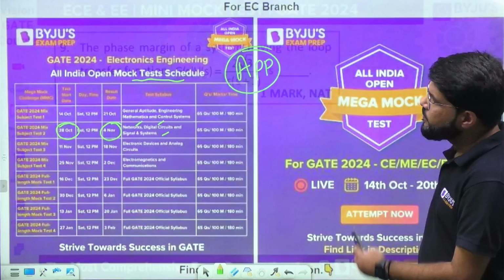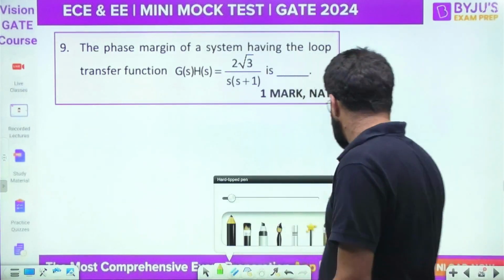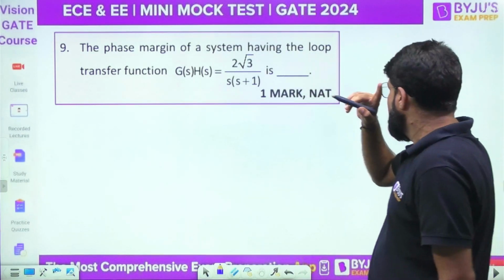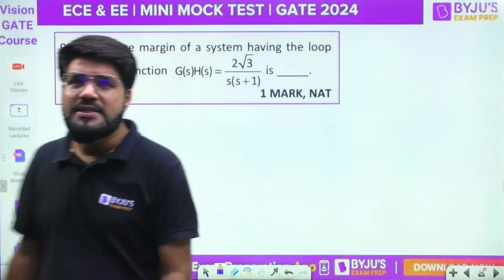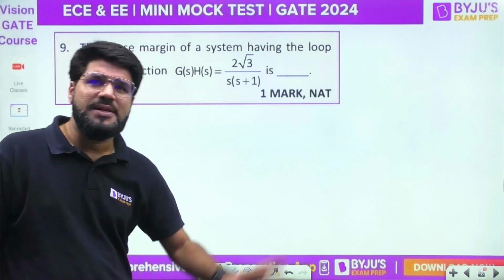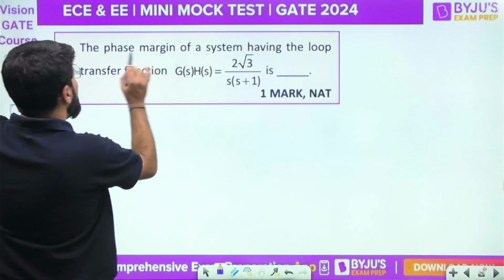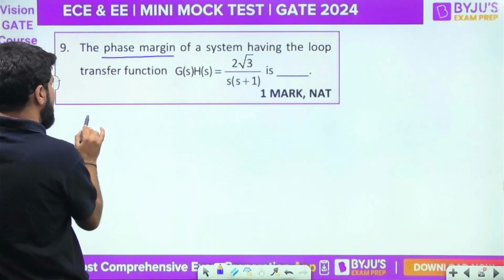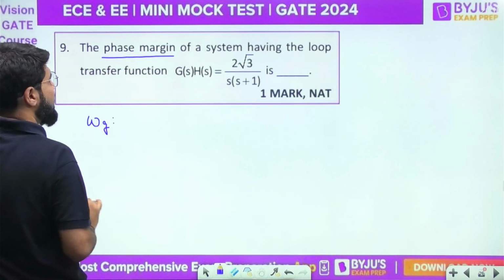Next question. The phase margin of a system, control system has come up, having the loop transfer function G(s)H(s) equal to 2 root 3 upon s(s plus 1). 1 mark NAT, simple question. But for phase margin, what I need is omega G. I need the omega G calculation.